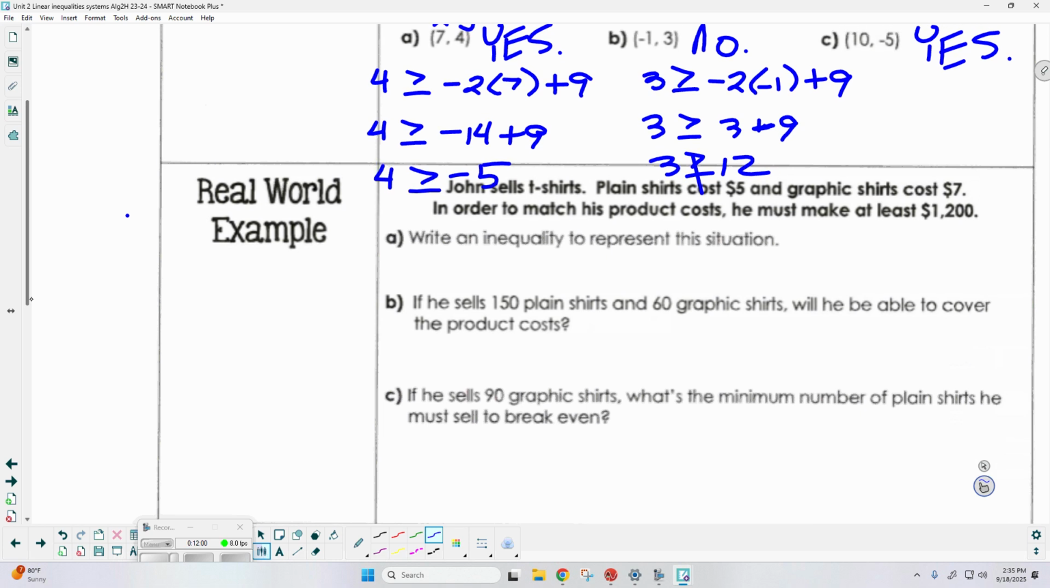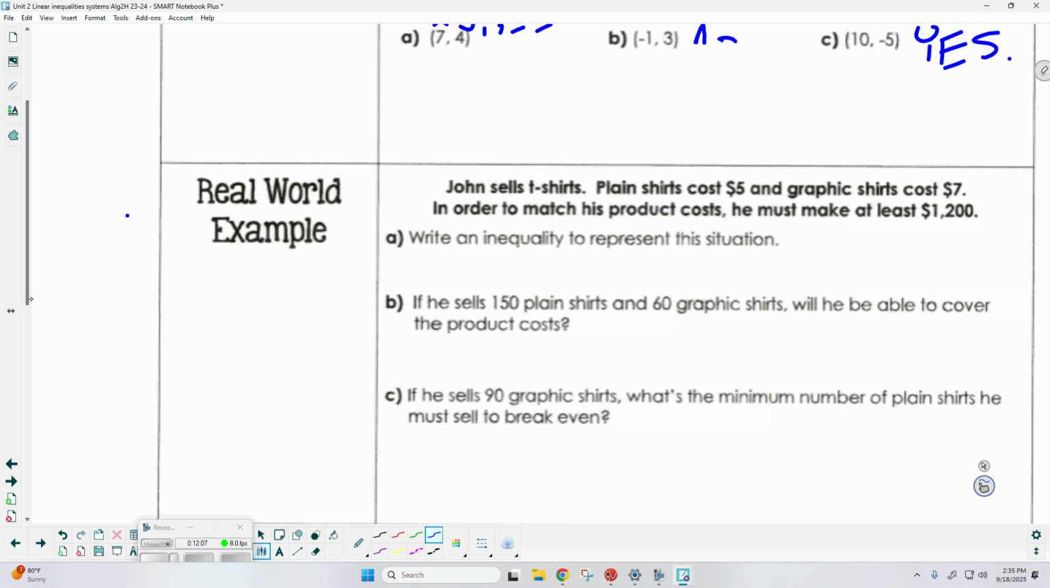All right. Well, let's take a look at a real world example. It says John sells T-shirts. Plain shirts cost $5 and graphic shirts cost $7. And in order to match his product costs, he's got to make at least $1,200. So when you're translating this into a mathematical expression, you want to focus on the key words. This time, instead of x and y, let's use some different variables. Let's say that P stands for the number of plain shirts, and G stands for the number of graphic shirts.